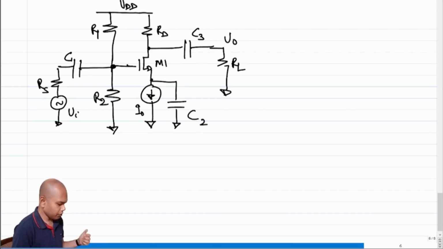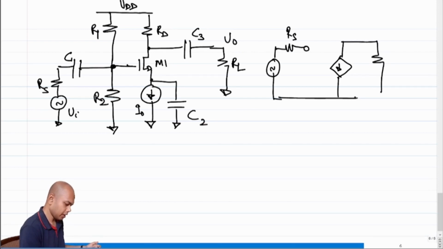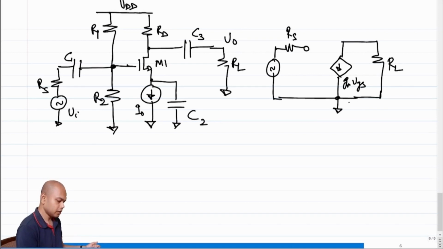Now, if you go back a few lectures, you will notice why this common source amplifier made sense. This is what we wanted our common source amplifier to look like incrementally. So this is RL, this is GM times VGS, and this is supposed to be the source, this is the gate, this is the drain.